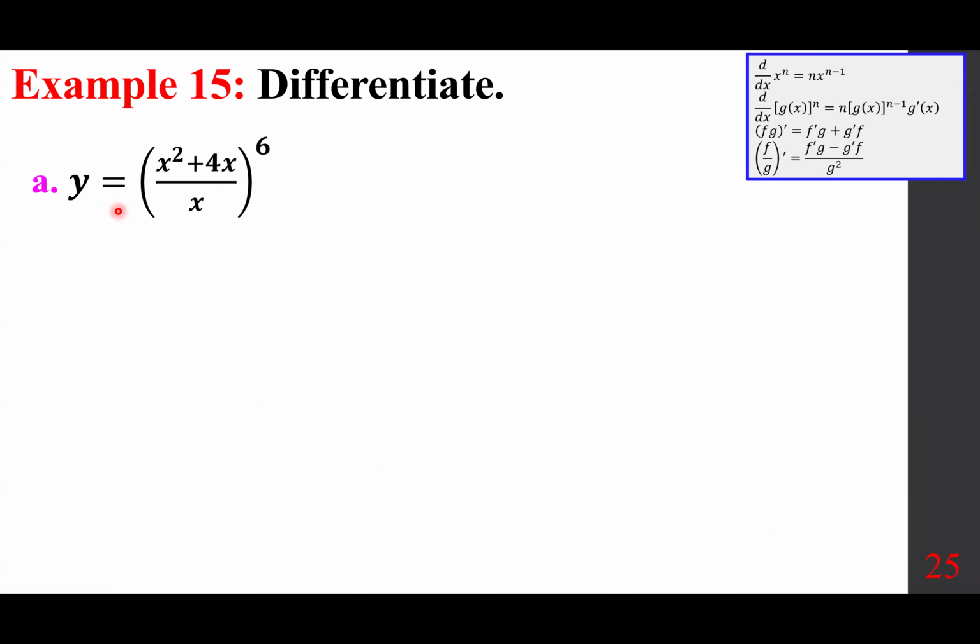We want to differentiate y equals (x squared plus 4x) over x to the power of 6. Anytime you have a fractional format, in this case more specifically a rational function, you ask yourself, can I simplify before I move on? Which means, can I make up two fractions? This one is x, this one is 4x over x.